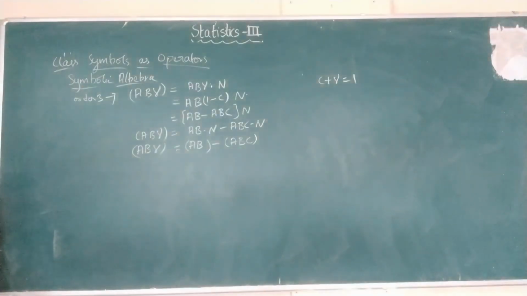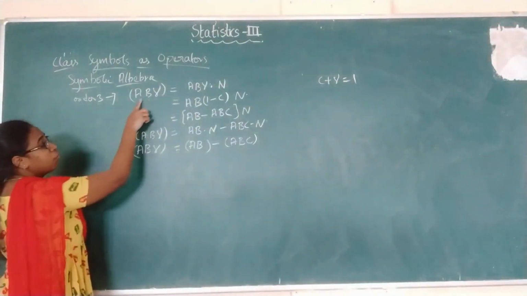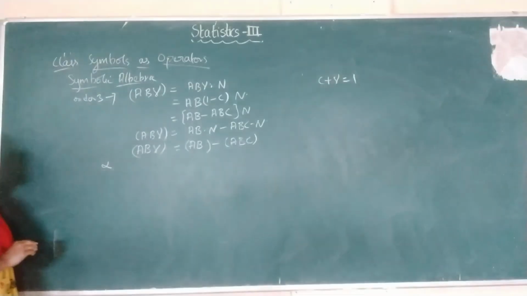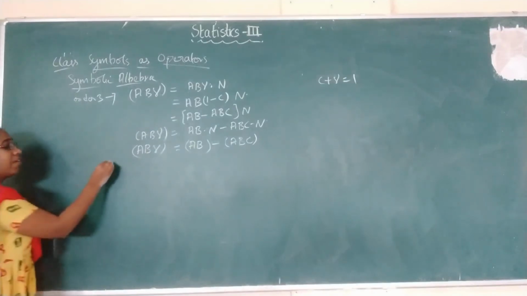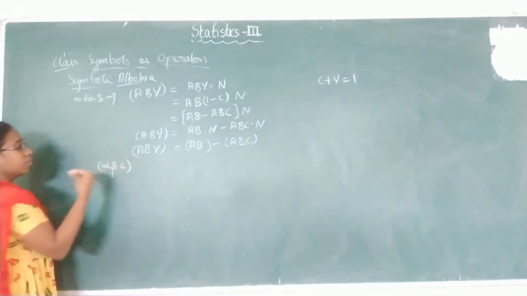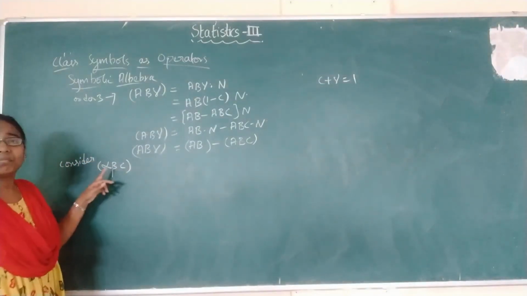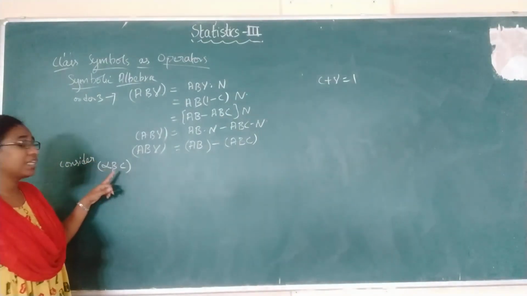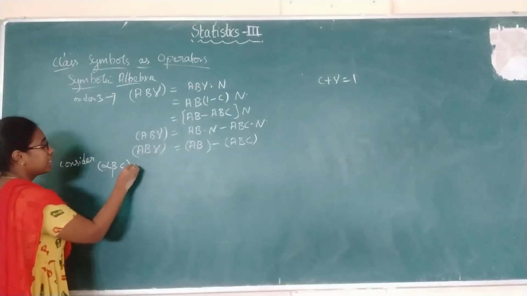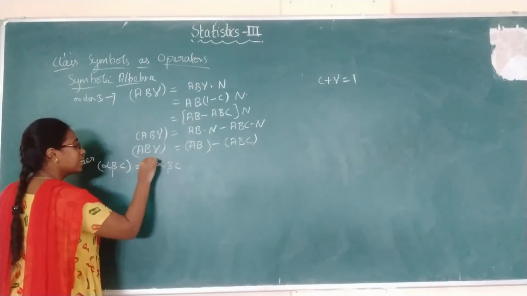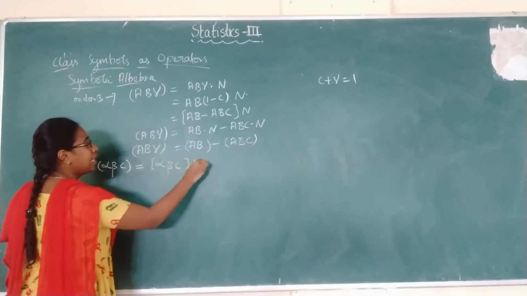And I will show one more thing. Here we have two positives and one negative. If we have two negatives and one positive, that is alpha, beta, C, then this can be written as alpha, beta, C into capital N.